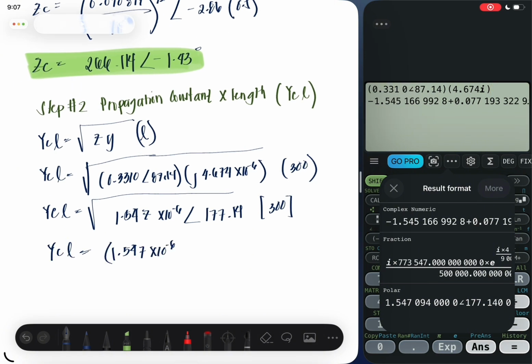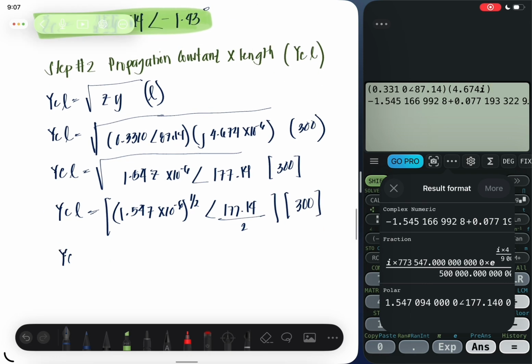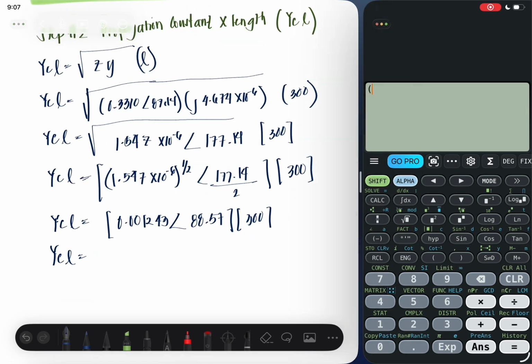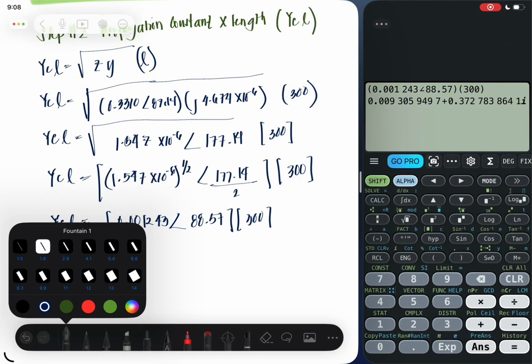Apply de Moivre's theorem to handle the square root manually. Take the square root of your new magnitude value and divide the combined angle exactly by 2. Lastly, multiply the answer by the total length of the line.